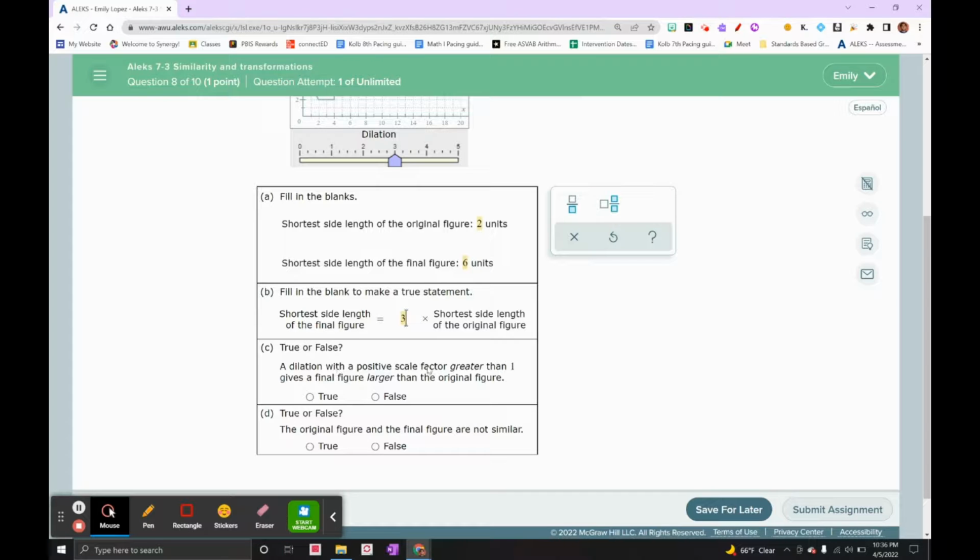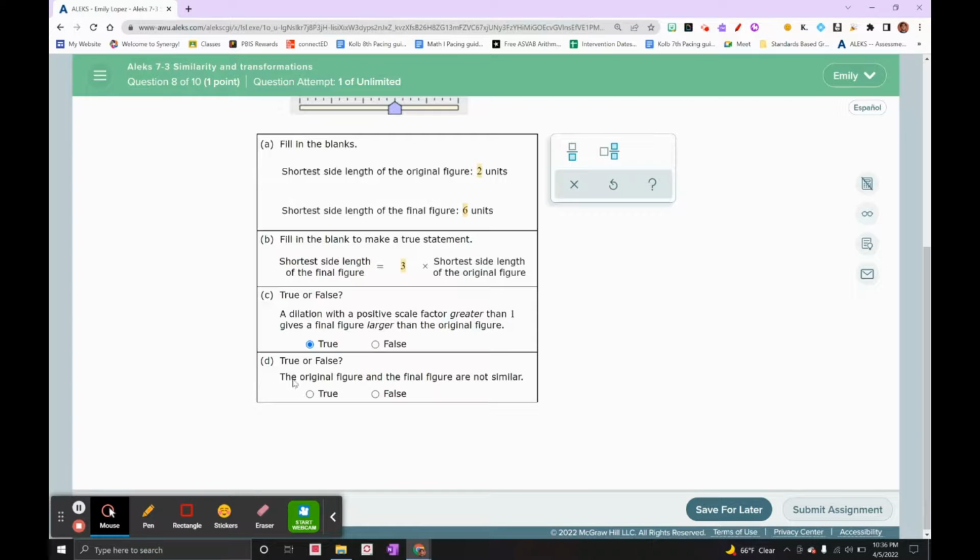A dilation with a positive scale factor greater than 1 will give the final figure larger than the original figure. True. Greater than 1, you're going to get the bigger figure. The original figure and the final figure are not similar. False. They have to be similar.